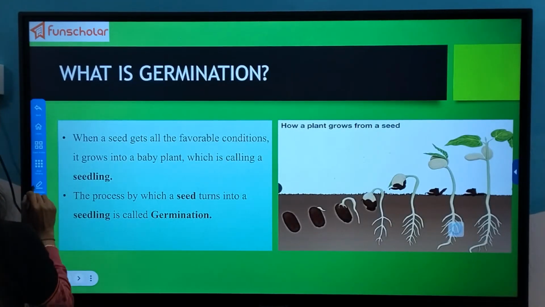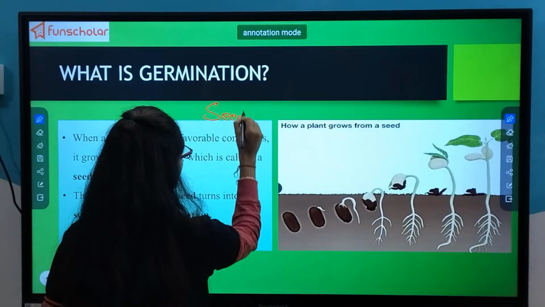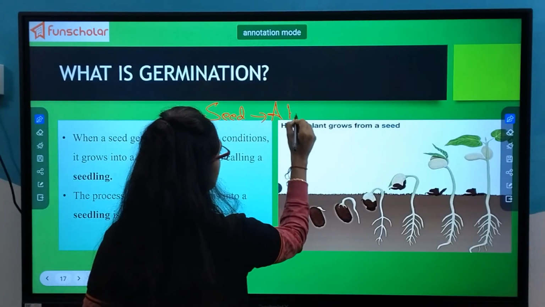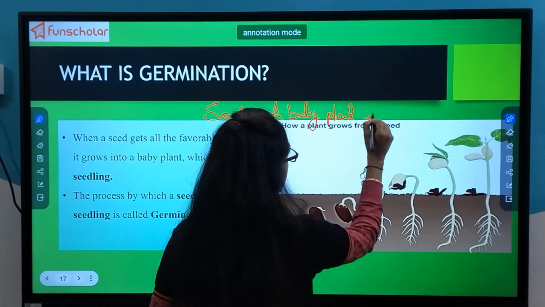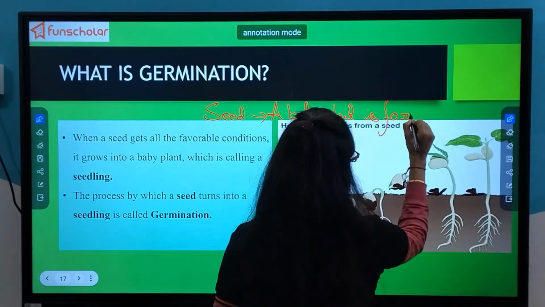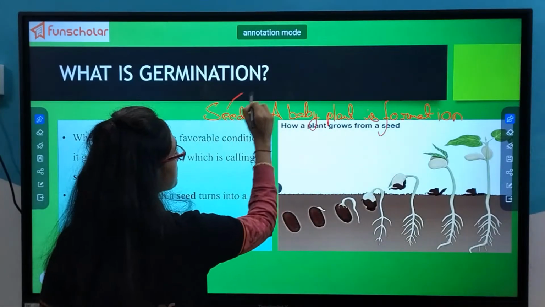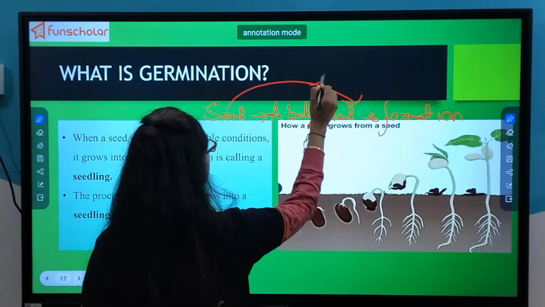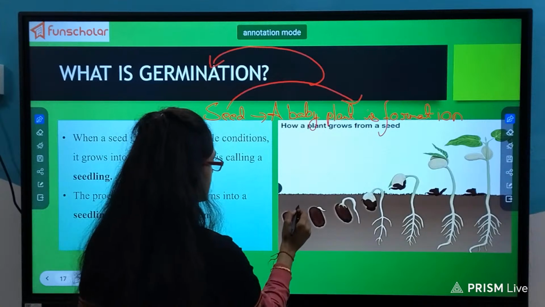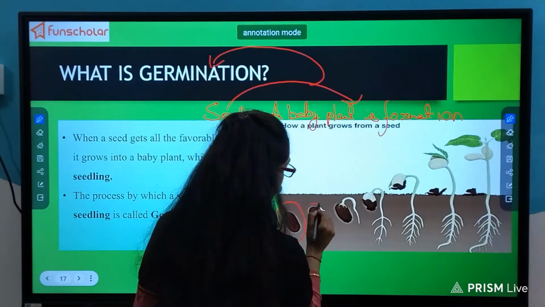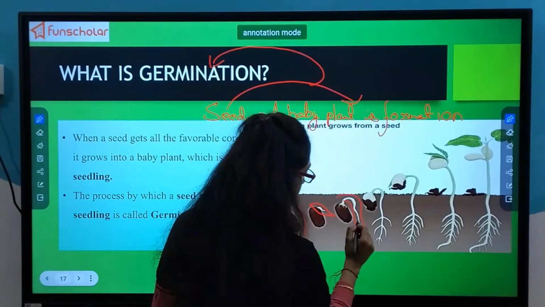Now, what is germination? You know that from a seed, a baby plant is formed, right? So this process by which a seed forms a baby plant is nothing but known as germination. Just see, a seed, slowly a white color part comes out, which ultimately forms the root.